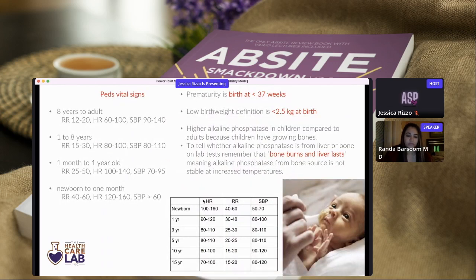All right, so if you attended my trauma talk, you'll remember me talking about pediatric vital signs and how they differ greatly from adult vital signs. So pediatrics tend to be a lot more tachycardic than adults. So the younger they are, usually the higher their heart rate tends to be at resting. Remember that prematurity is defined as any birth before the gestational age of 37 weeks. And a low birth weight is anything less than 2.5 kilograms at birth.